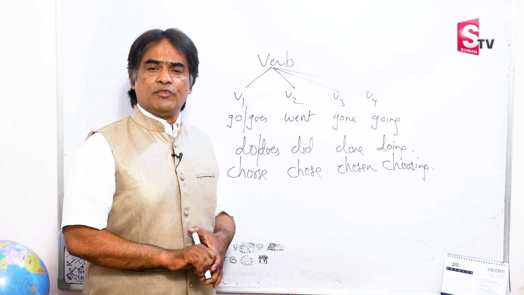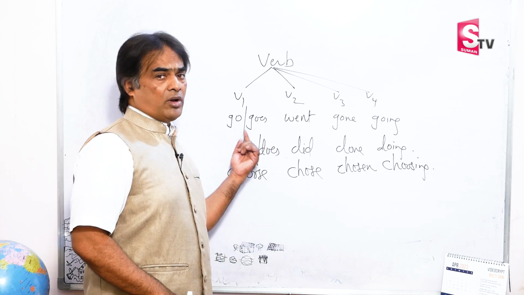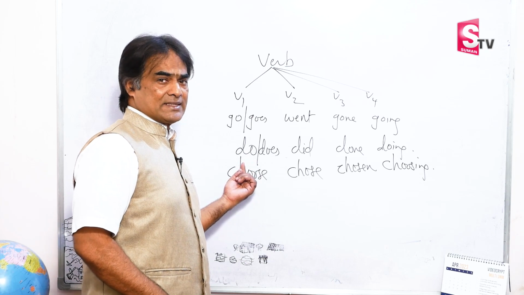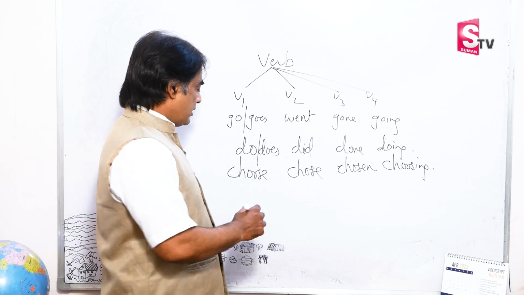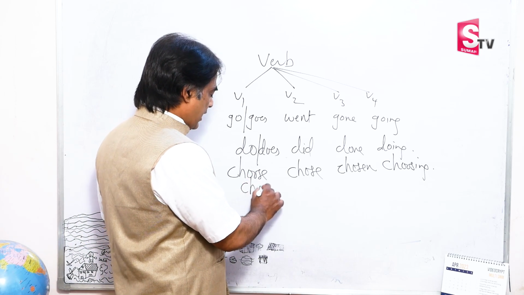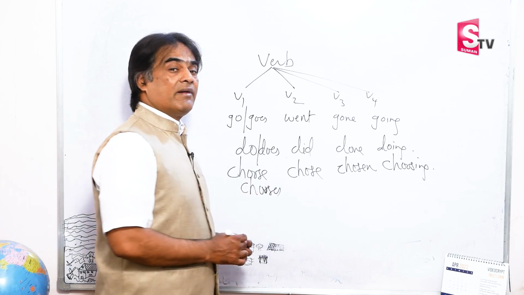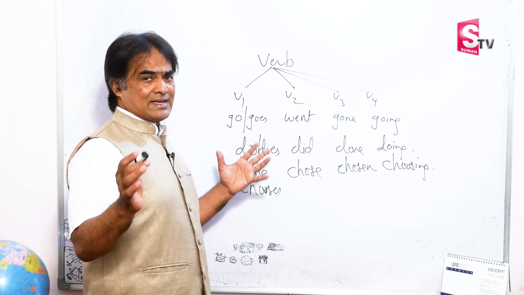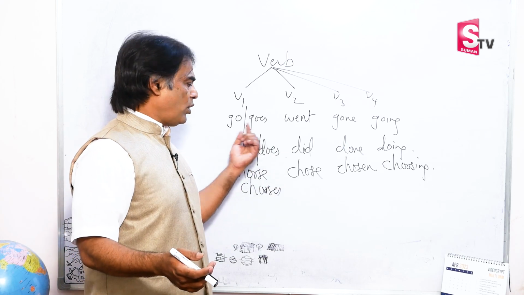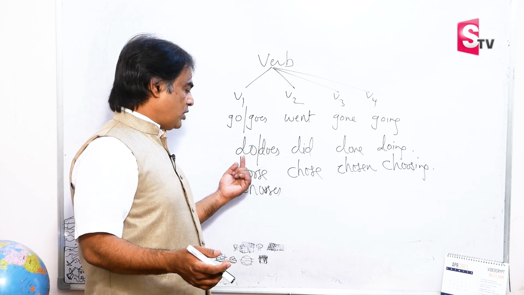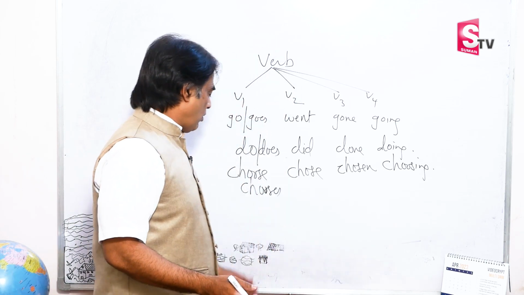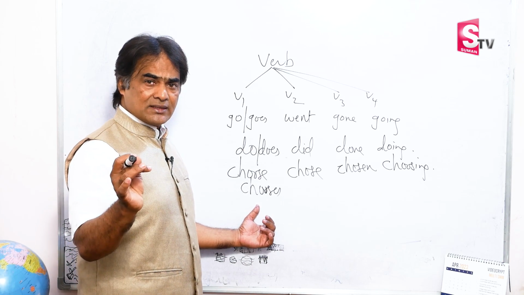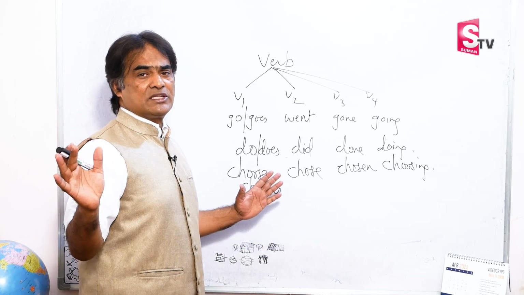Students generally have a confusion when to use go, when to use goes, when to add s, when not to add s, when to add s and make it chooses, when not to add s and let it remain choose. Let's first understand, what's the difference between go and goes? What's the difference between do and does? What's the difference between choose and chooses? Is there a difference? No, there is no difference.